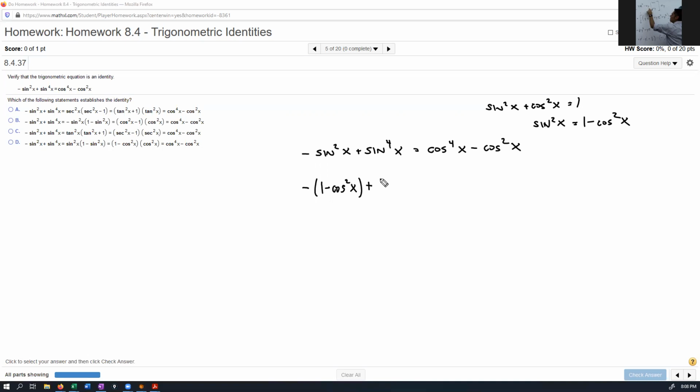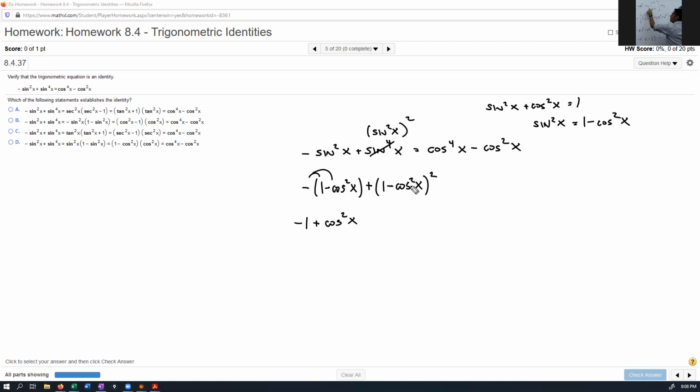And then I have plus. Now sine to the fourth x is the same as sine squared x squared. So I'm going to put 1 minus cosine squared x. That's sine squared x. That's this. But then the square here. Okay, distribute the negative through. I get negative 1 plus cosine squared x.